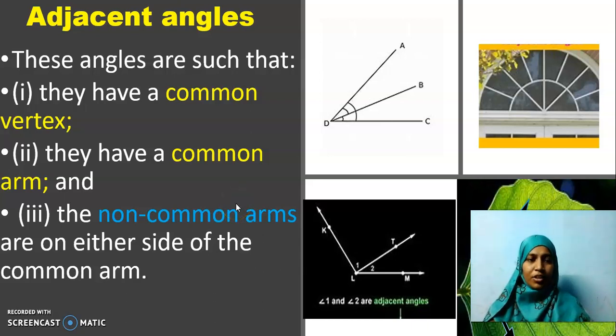Hi children, let's continue with adjacent angles. It is defined as the angles such that they have a common vertex, common arm, and the non-common arm must be on either side of the common arm. Okay, now it's a question for you and you have to say whether they are adjacent angles or not.